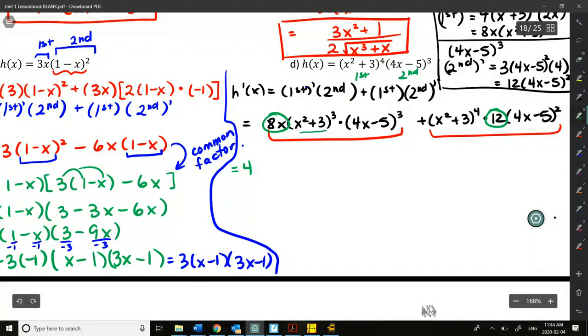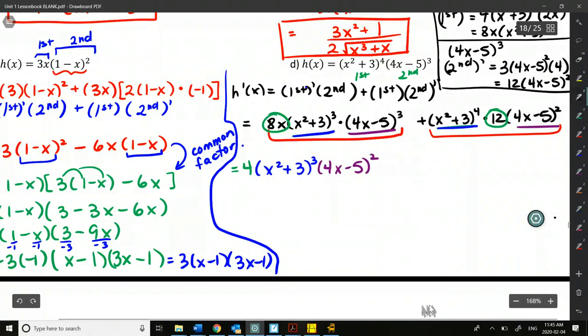So they each have x squared plus 3s, and they each have 4x minus 5s. What's the maximum I could take out from both of these? I can take out 3 of the x squared plus 3s. And what's the max I can take out of the 4x minus 5s? I can take out 2 of them. Okay, so this is my common factor, and then I have to write what's left in the bracket after I do that.